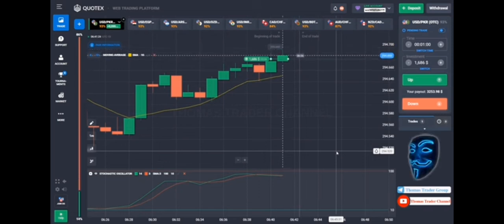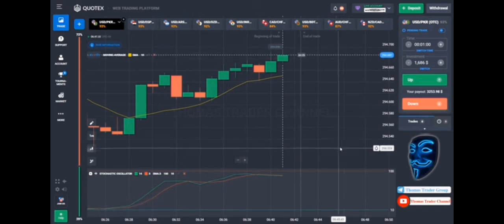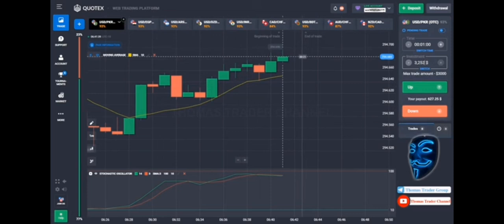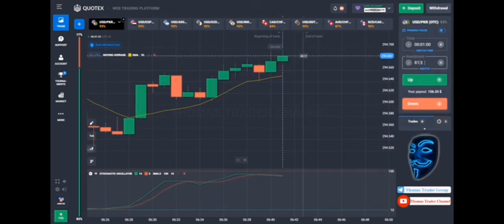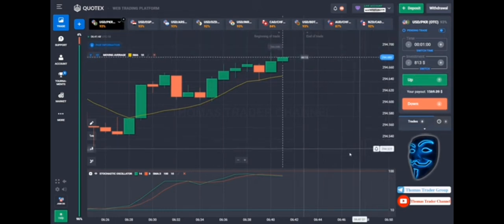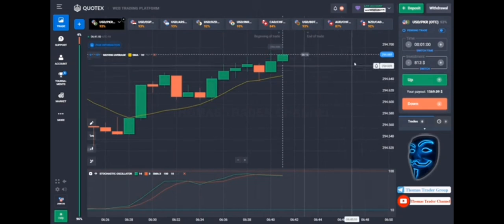We made a right prediction over here. We made a profit of $3,200. Since the max trade amount is only $3,000, let's divide it into 4. We will open 4 positions of $813 in the next open position. And let's find the other market.